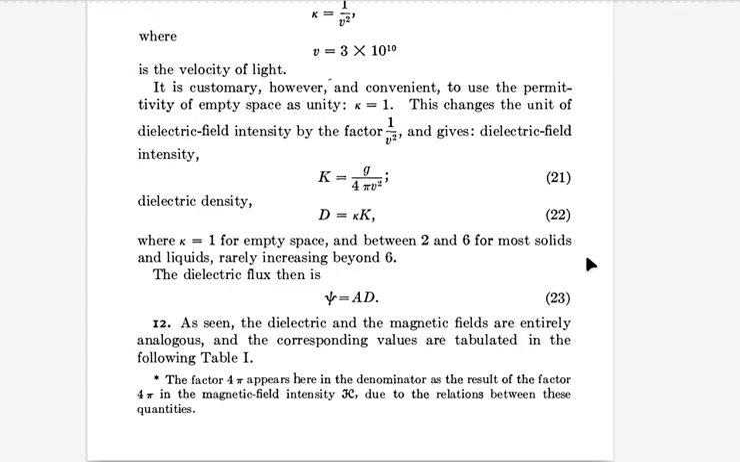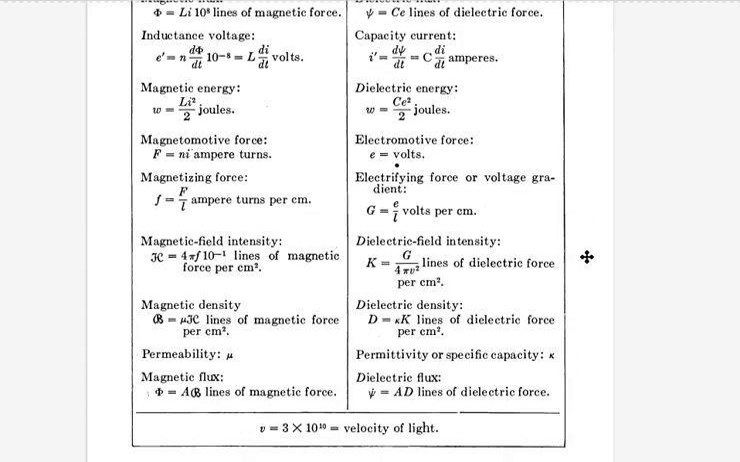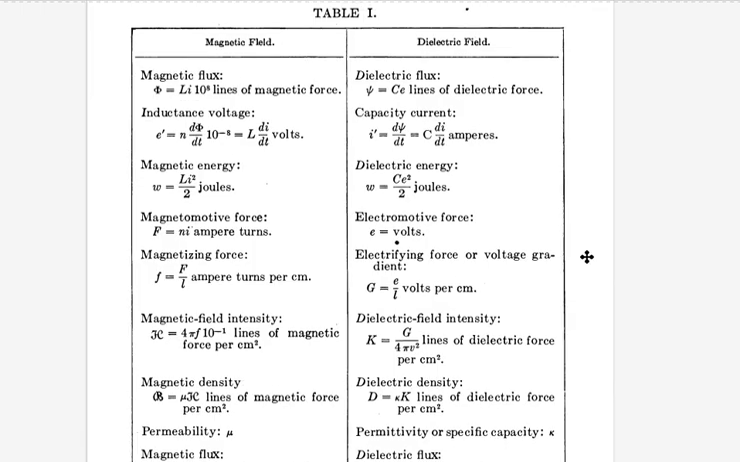Dielectric flux then is psi equals A times D. As seen, the dielectric and the magnetic fields are entirely analogous, and the corresponding values are tabulated in the following Table 1.